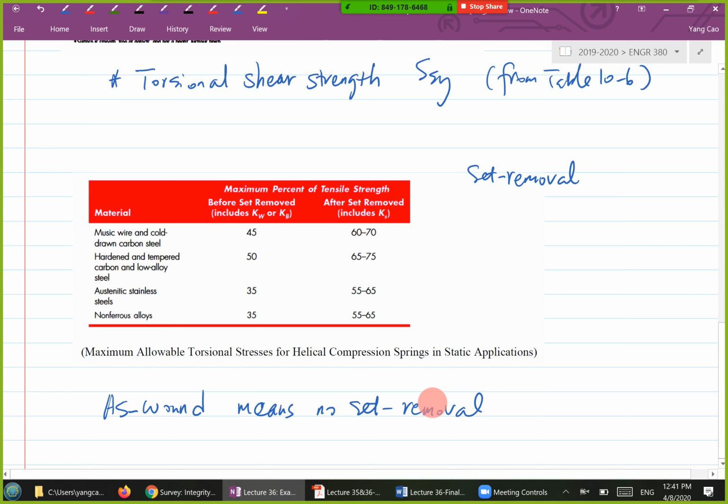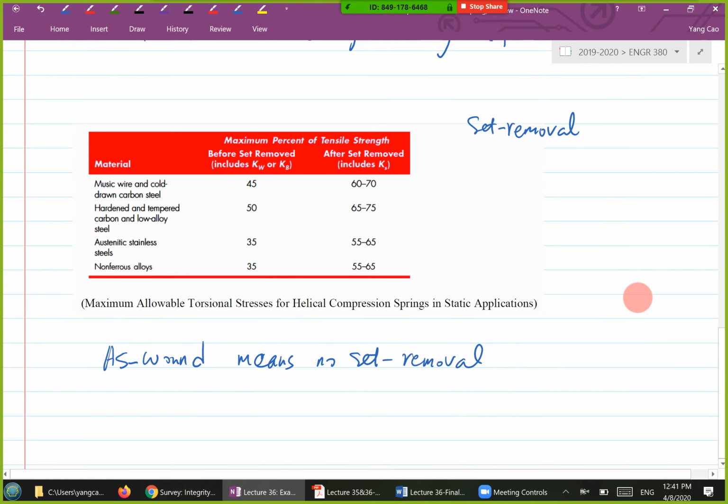Okay, so this one, as I said, is as wound, so no set removal. Then how you read this one is, let's say you're given music wire, and you're finding the SSY for music wire, as wound. Then your SSY is 0.5 SUT.